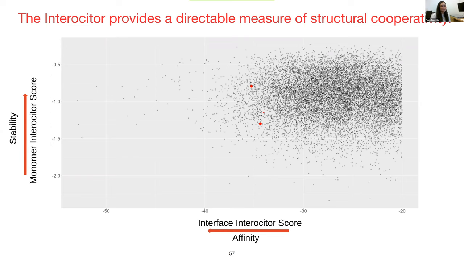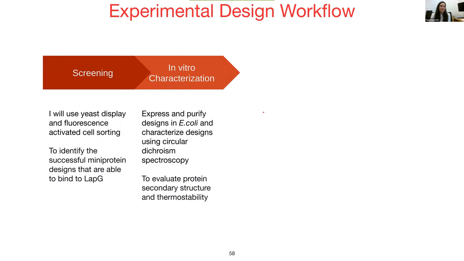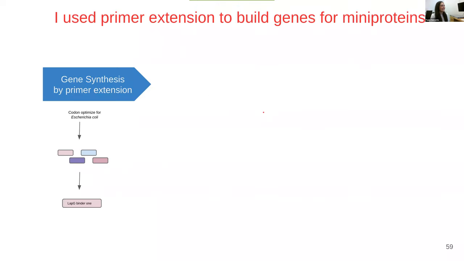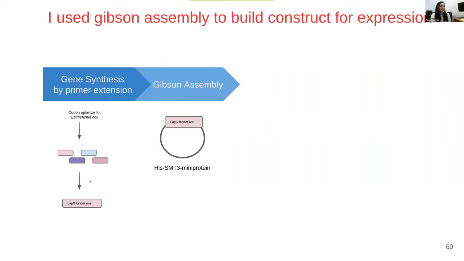And I guess the next step in my workflow was basically, can we actually make this in E. coli? Can we express them? And are they actually folding the way they're supposed to? And also testing the thermal stability of the designs. For this workflow, I didn't want to wait to order the designs because I was just really excited. So I decided to learn how to do cloning myself. I ordered primers and built my own gene. I optimized everything for E. coli, because before I had everything in yeast. Then I used Gibson assembly to put it in an E. coli vector, where I used a His-SUMO mini protein construct.